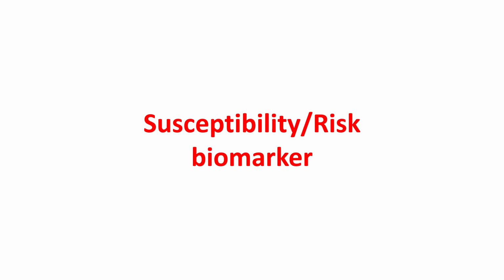Susceptibility or risk biomarker is one that indicates the potential for developing a disease or medical condition in an individual who does not currently have clinically apparent disease or the medical condition. Factor V Leiden may be used as a susceptibility or risk biomarker to identify individuals with a predisposition to develop deep vein thrombosis.